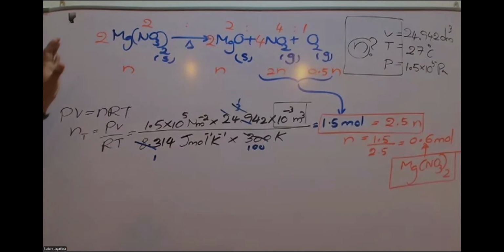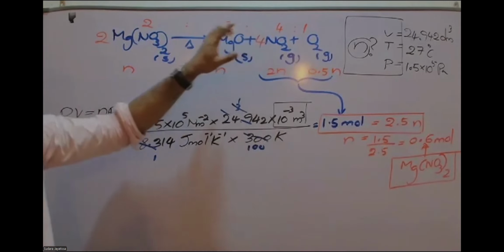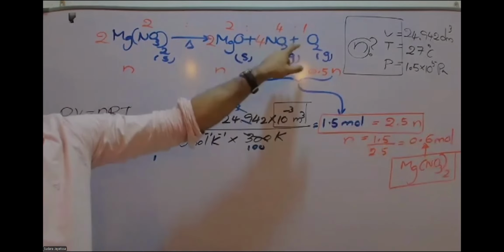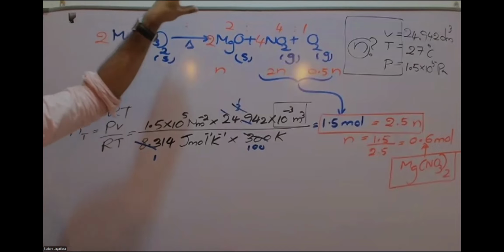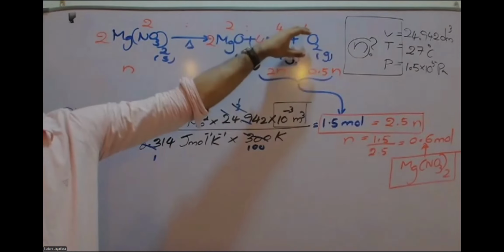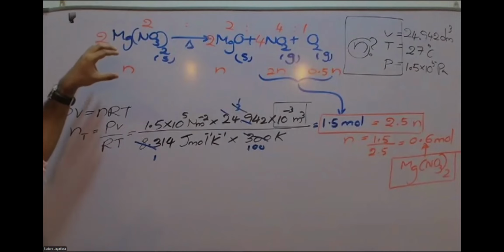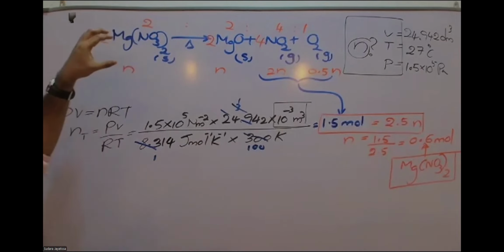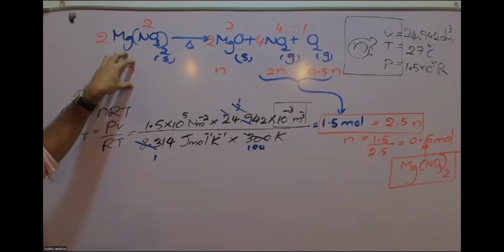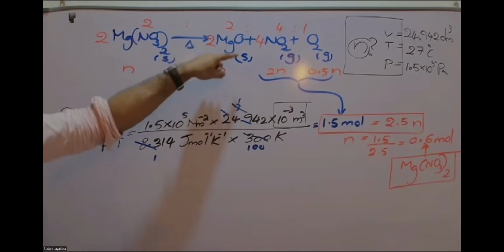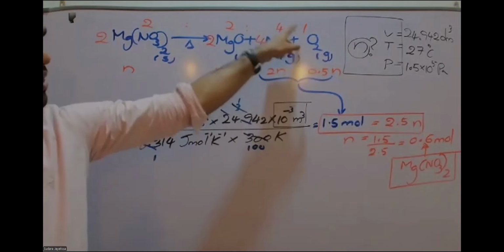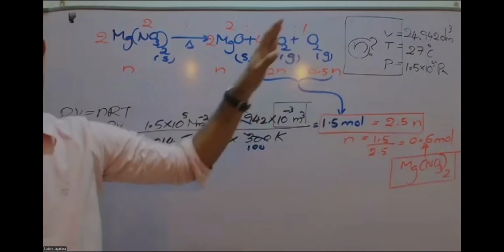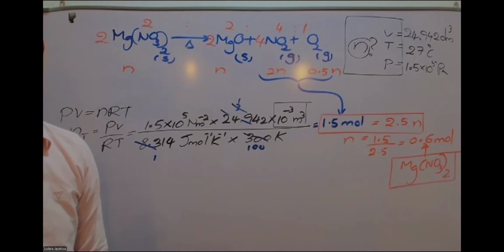Okay, so first of all, write the balanced chemical equation and then get the stoichiometry ratios. Then if I'm having 2 here, that means I should get 2, 4, 1. So then you can go through the same ratio. If I am having n here, I should get n from this magnesium oxide. Since it is 4, I should get 2n here. And since it is 1, I should get half of that, which is 0.5n. So I'm using the stoichiometry ratios now.